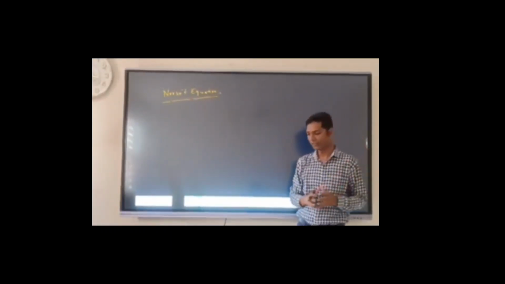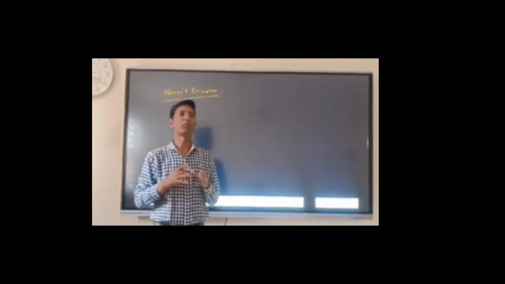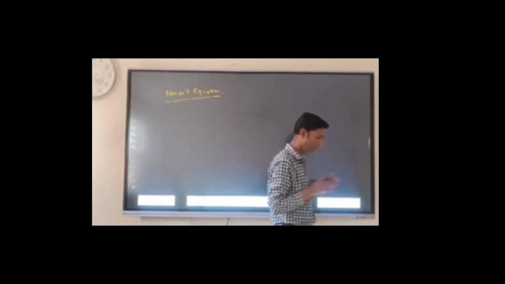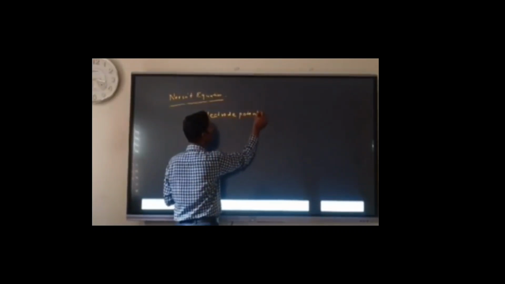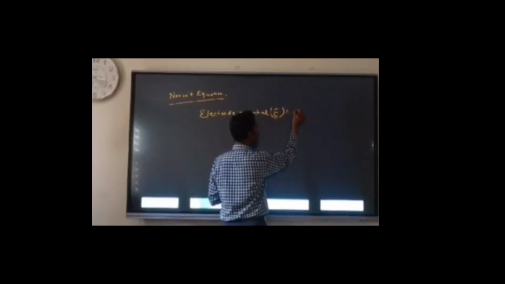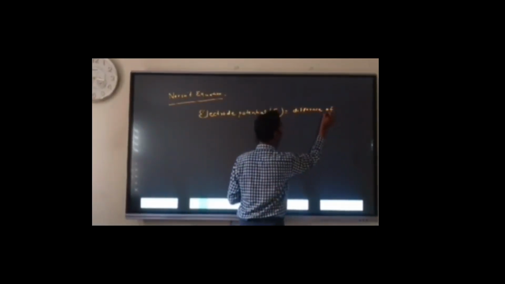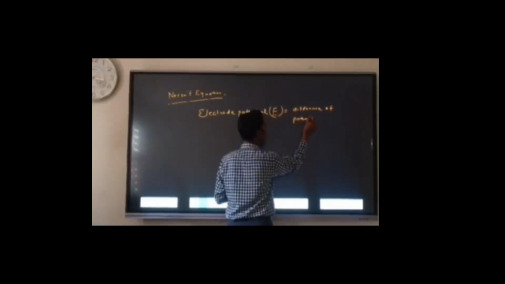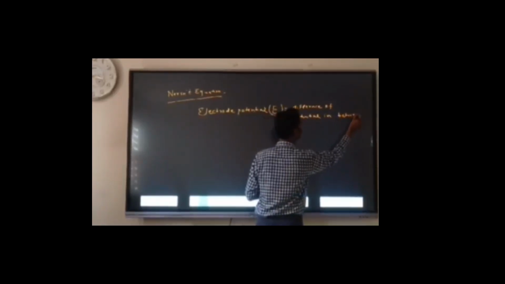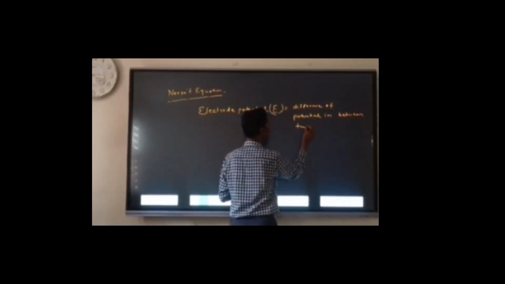In my previous lecture, we discussed what electrode potential is. Electrode potential, which we denote as E, is basically the difference of potential in between two electrodes.